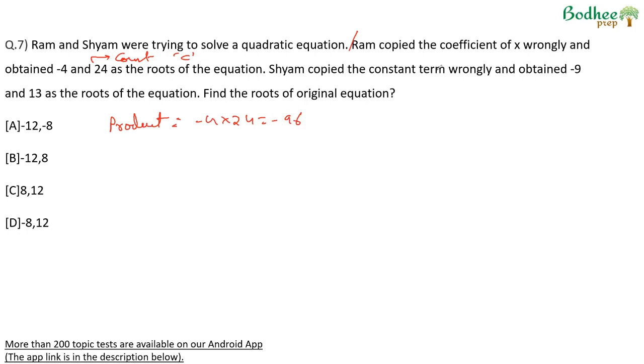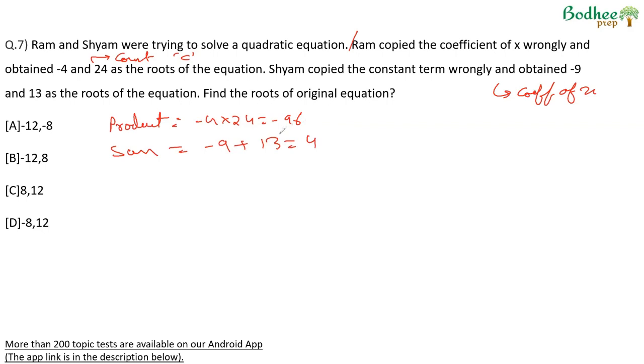Shyam copied the constant term wrong. So Shyam got the coefficient of x correct. The coefficient of x gives the sum of roots. So the sum of roots had to be −9 plus 13, which is 4. Find the roots of the original equation.